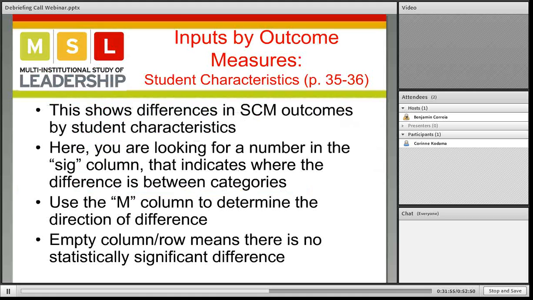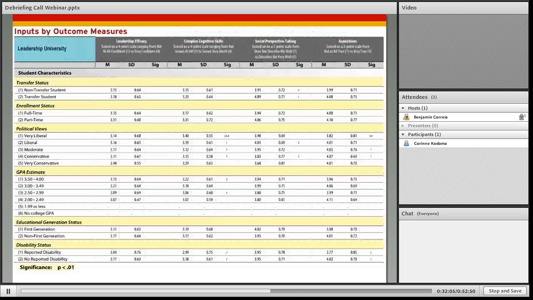Okay, now the next set of tables is the inputs by outcomes, and this examines student characteristics. So I will show you this table. This is on pages 35 and 36 for most of you.